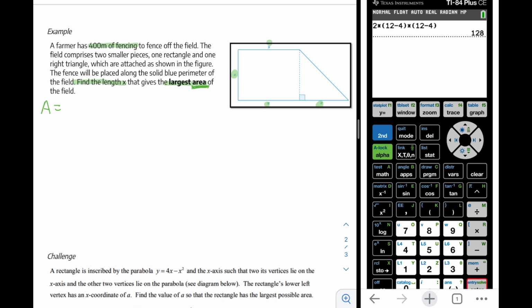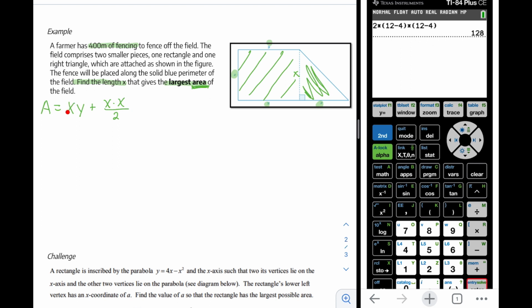Now the area comprises a rectangle, whose area would be x times y, plus a right triangle, which has sides x by x. So we're going to have x times x divided by 2. So the equation for the area of a triangle is 1/2 base times height. So this is the equation we have for area. Now, our step 2 would be to find the derivative of this. However, we're kind of stuck because we have 2 variables in here.